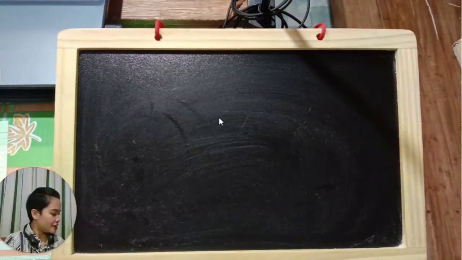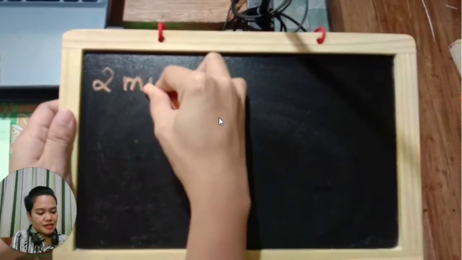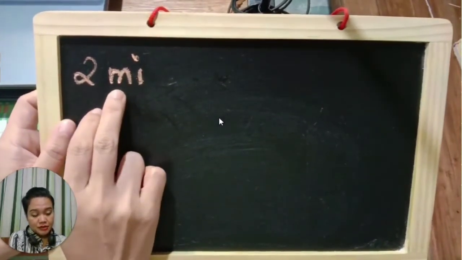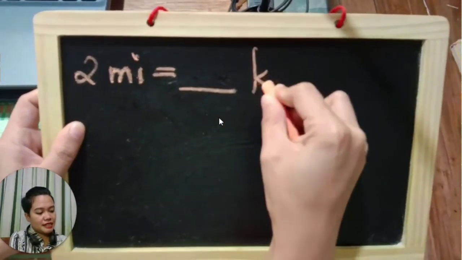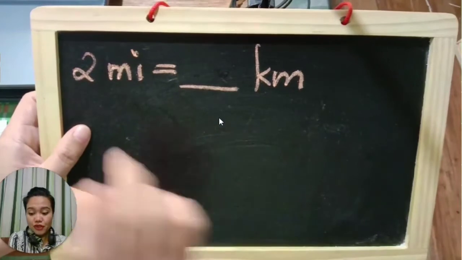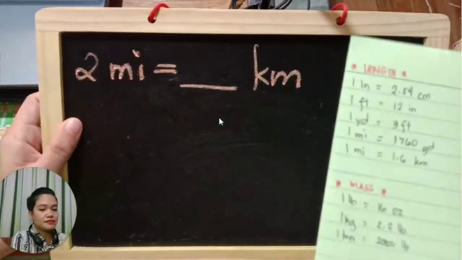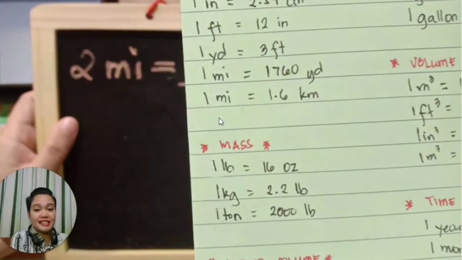All right, so let's try to look at some examples. Okay, now what if we have for length 2 miles? Miles is mi. Don't mistake this for the prefix m or milli. So this is miles. How long will that be in kilometers? So for miles, take note that in our conversion factor, we have here 1 mile is 1.6 kilometers.